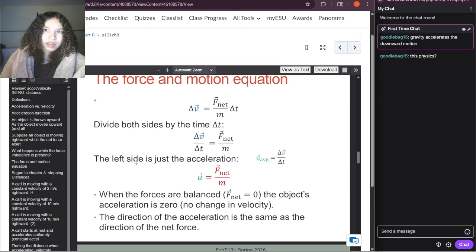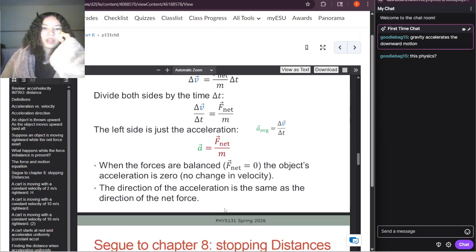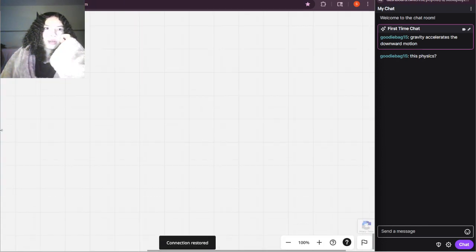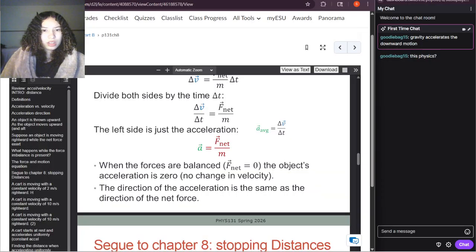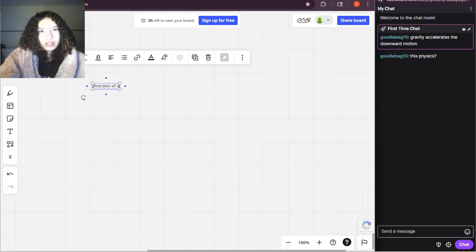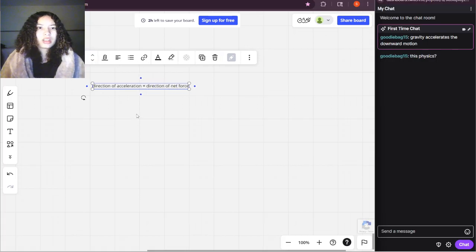All right, the left side is just the acceleration. Okay, when the forces are balanced, the object's acceleration is 0, no change in velocity. The direction of the acceleration is the same as the direction of the net force. Okay, I want to write that down, that seems important. Direction of acceleration is the same as the direction of the net force.